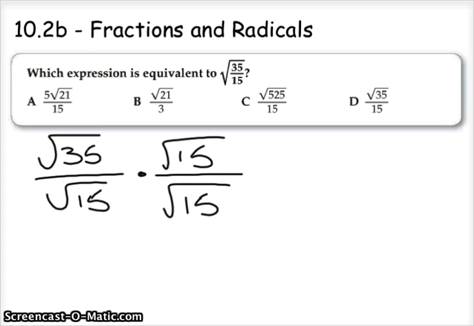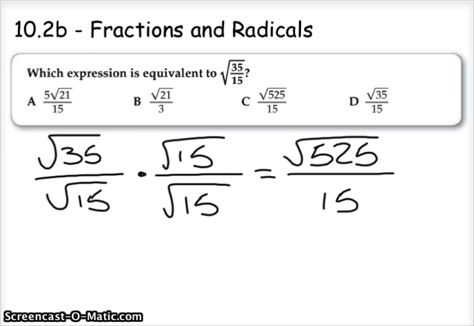Root 15 times root 15 is root 15 squared, and the square of a square root would just be the number inside of it. So very nicely, as we were hoping, root 15 times root 15 is just 15. You could also multiply inside, get 225. The square root of 225 is 15. It works out well. The top, however, we're going to have to multiply 35 times 15, and that would be 525. And so you'll note here that C is a possibility.